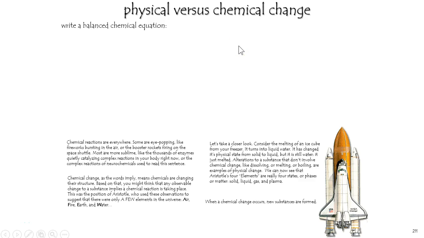Let's take a look at the difference between physical and chemical change. This is Dr. B, and we learned in the last slide that a chemical process always involves the formation of a new substance, whereas a physical process does not. You end up with the same things you started with. Perhaps they've dissolved, perhaps they've frozen, but it's still just a physical change.